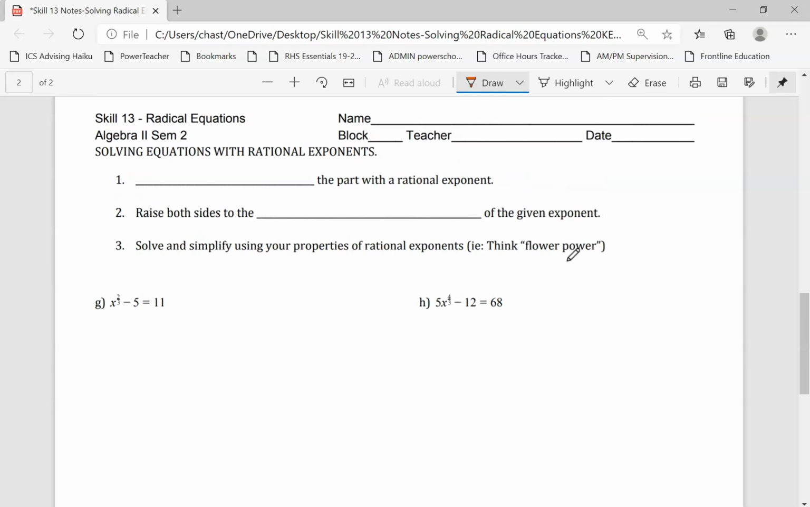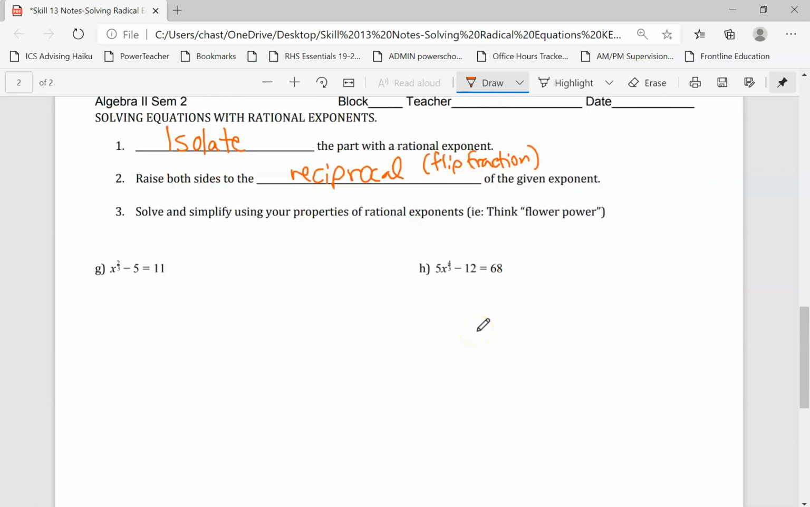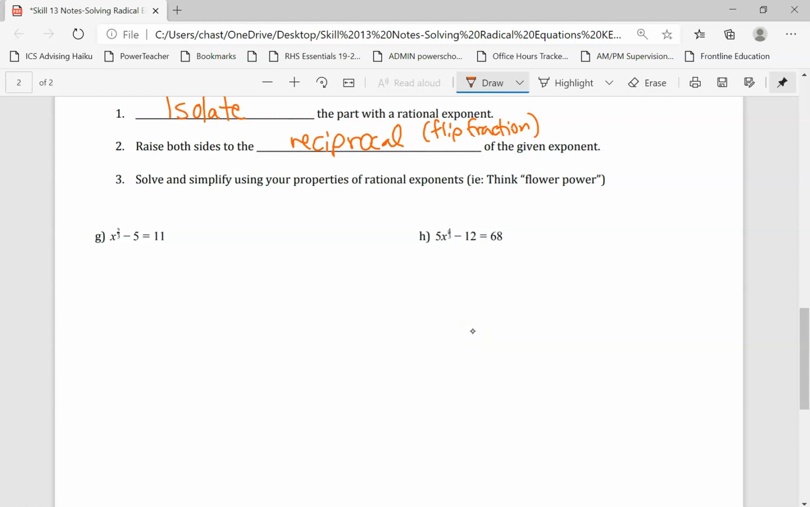All right, if you have rational exponents, you're going to isolate the part with the rational exponent, raise both sides to the reciprocal, so flip the fraction of the given exponent, and then use your flower power to solve and simplify. Okay, so if I do this with example G, I'm going to add 5 to both sides, and I get x to the 2/3 equals 16.